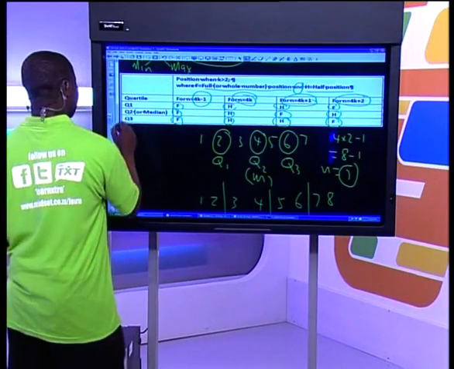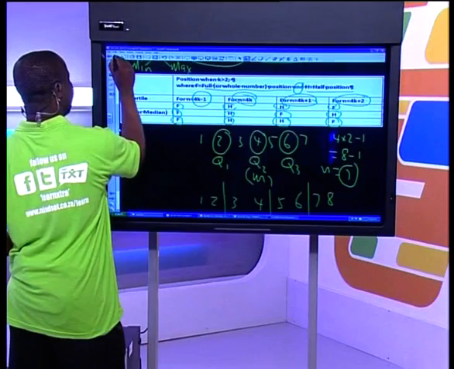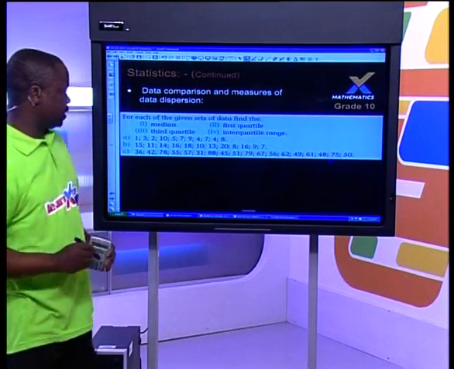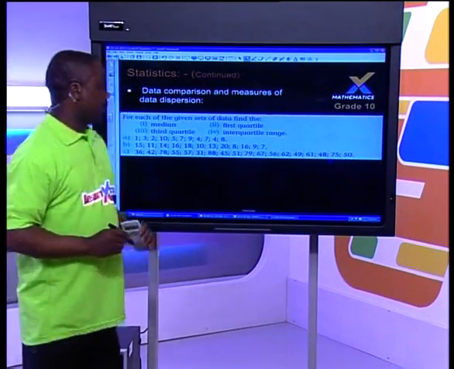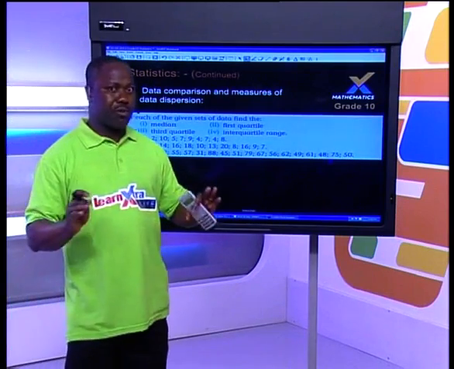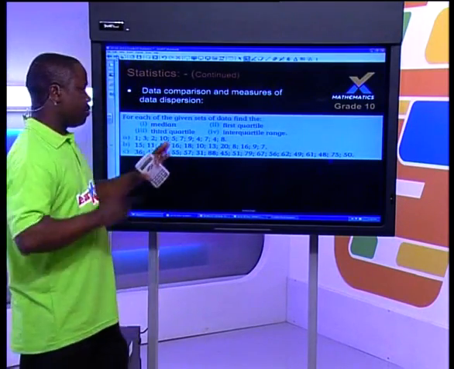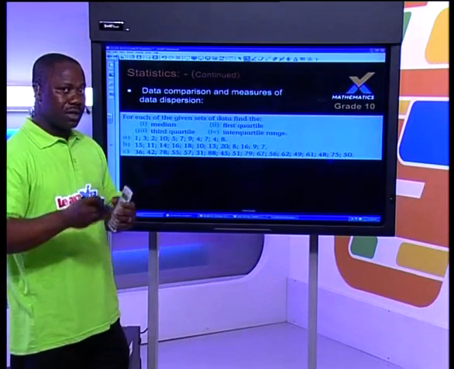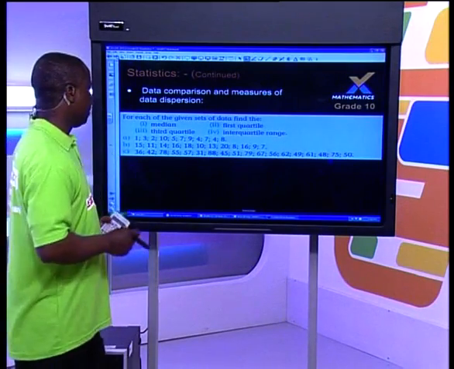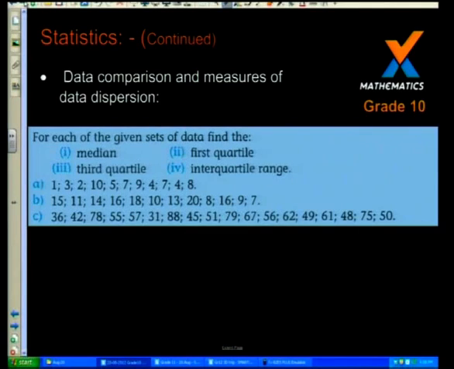Okay. So if I move on to an example where we work out the quartiles, for instance, what I have here is, like I said, today we will be doing data comparison and a measure of dispersion. But there are all these statistics that we have to work out. Typically the median, the first quartile, the third quartile, like I've said, the interquartile range. I have taken this set of data from some book, and if we want to work out the median in this case, let's take question number A.